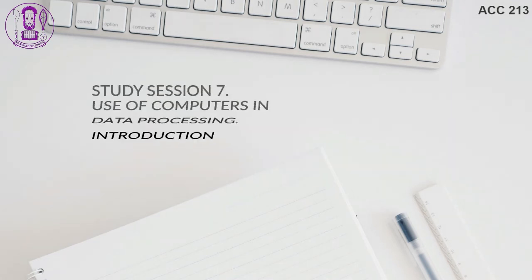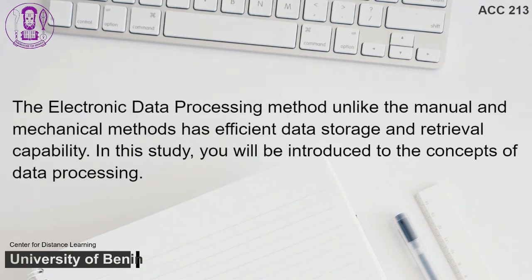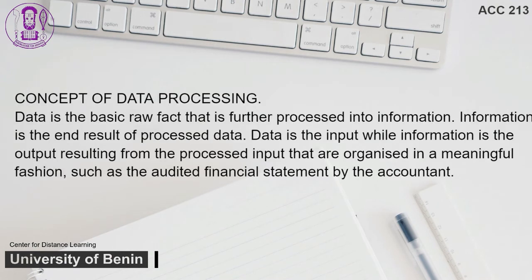Study Session 7. Use of computers in data processing. Introduction. The electronic data processing method, unlike the manual and mechanical methods, has efficient data storage and retrieval capability. In this study, you will be introduced to the concepts of data processing. Concept of data processing. Data is the basic raw fact that is further processed into information. Information is the end result of processed data.